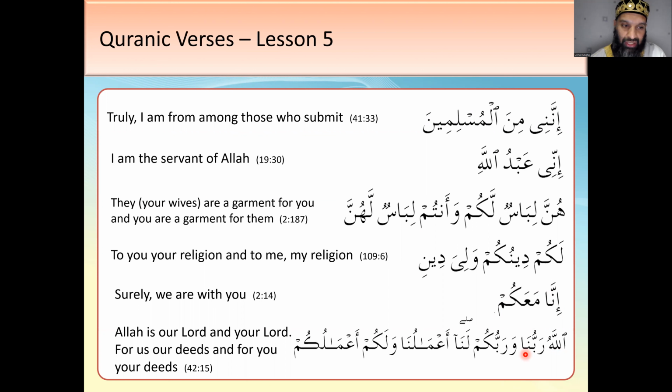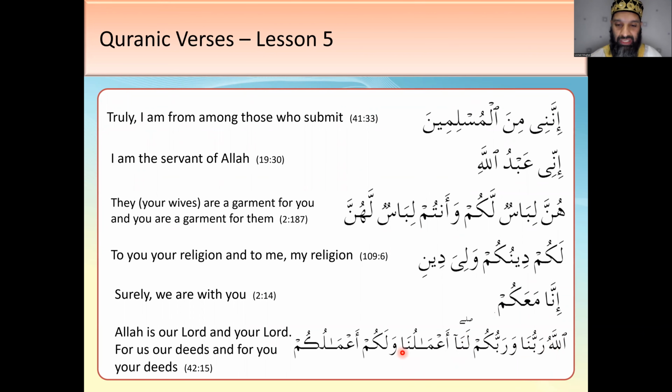Our Lord, right? Our Lord. Wa Rabbukum. Look at this verse, it's coming on nearly all the words here. And your Lord. So Allah is Rabbuna, our Lord. Wa Rabbukum, and your all's Lord. Lana. Lana means, remember the la, when it comes attached to a pronoun, it means for, yeah? So for us, lana, for us.